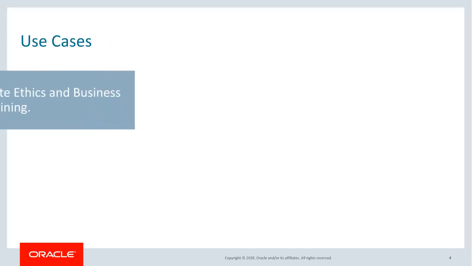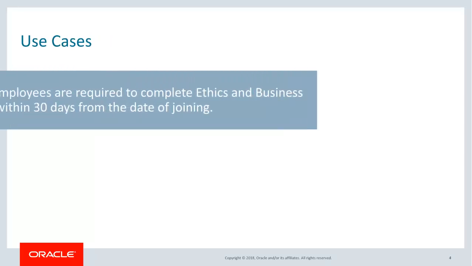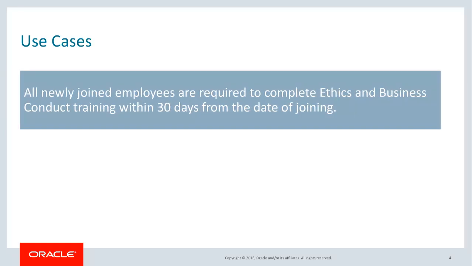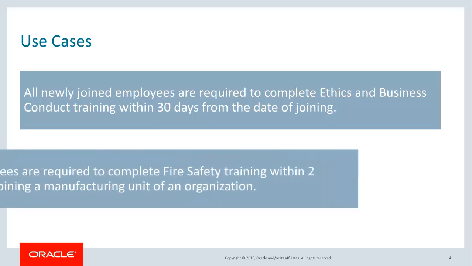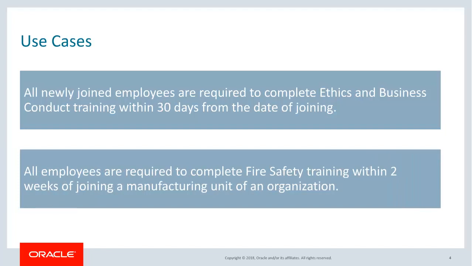Let's look at two use cases. First one, all newly joined employees are required to complete ethics and business conduct training within 30 days from the date of joining. Second, all employees are required to complete fire safety training within 2 weeks of joining a manufacturing unit of an organization. You can see both the situations can have employees joining around the year. Therefore, the training has to be made available on an ongoing basis as the new employees join.